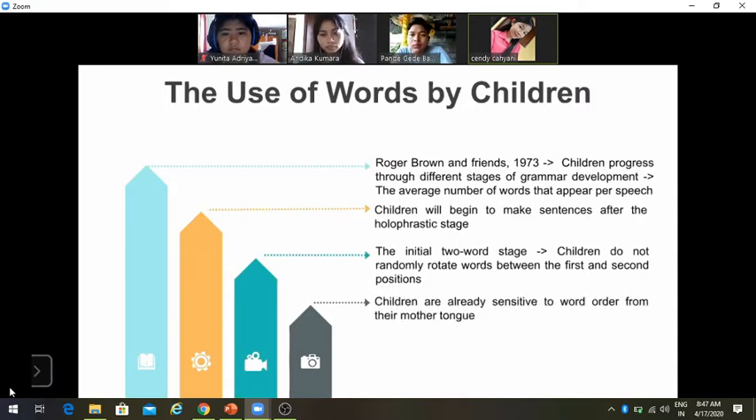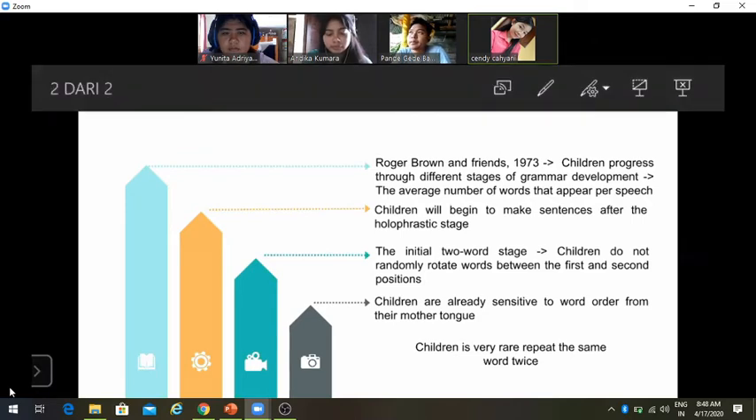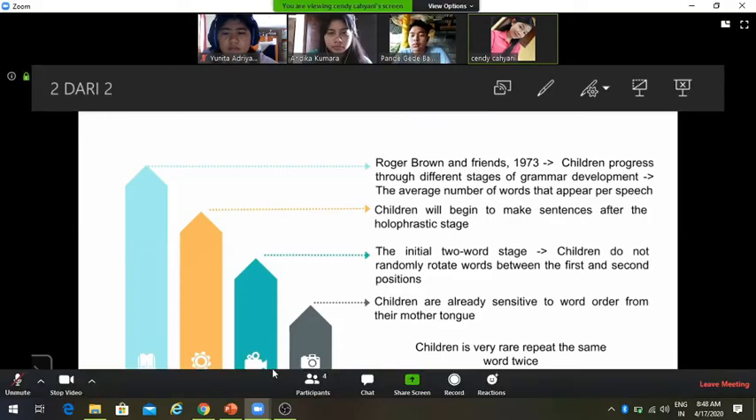Because the order of words in these two word utterances tends to follow the word order used by adults in longer sentences, this indicates that children are already sensitive to word order from their mother tongue. And the last, it is very rare for children to repeat the same word twice in their small sentences because children are stingy with their language and make each word count. Okay, that's all the material from me.